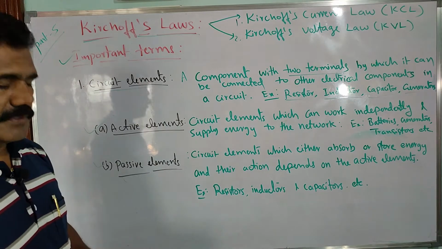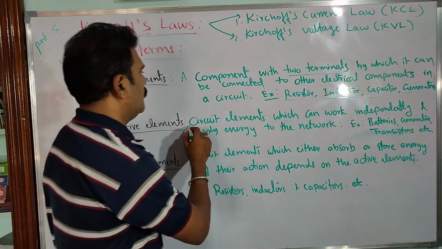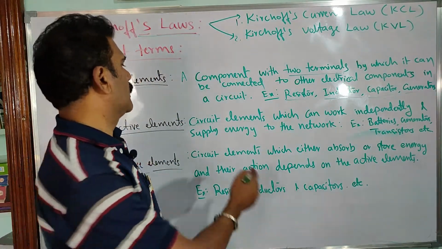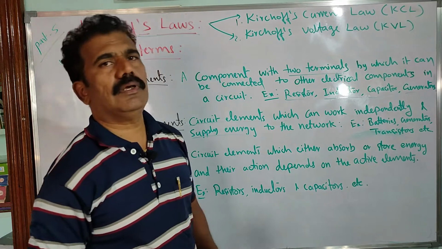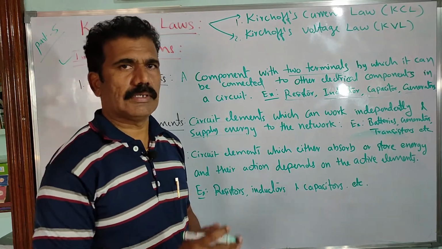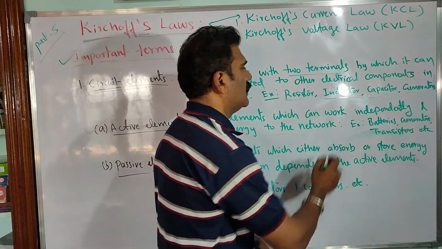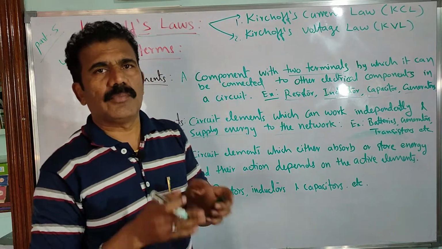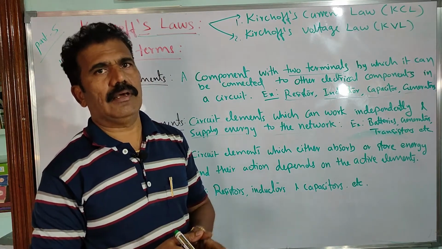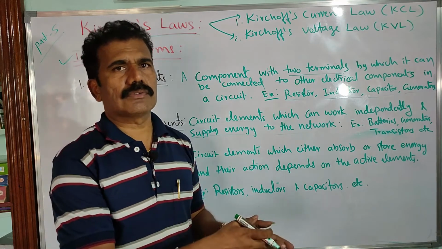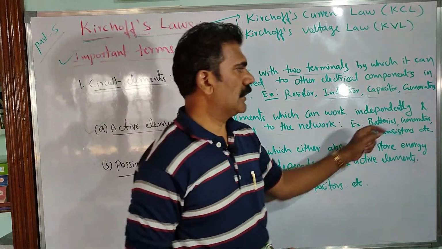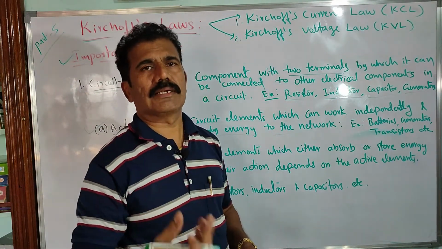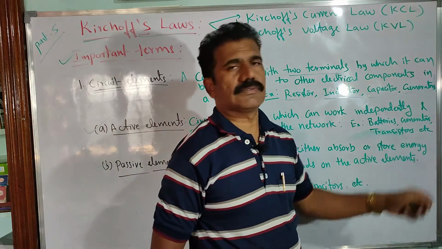What are called active elements? Circuit elements which can work independently and are able to supply energy to the given circuit or network. Only then do we call it an active element. For example, the battery, the main part of a circuit, or you can call it a source. It may be a voltage source or current source, correct? So batteries are considered active elements, and generators, which generate electrical energy, and transistors, etc.